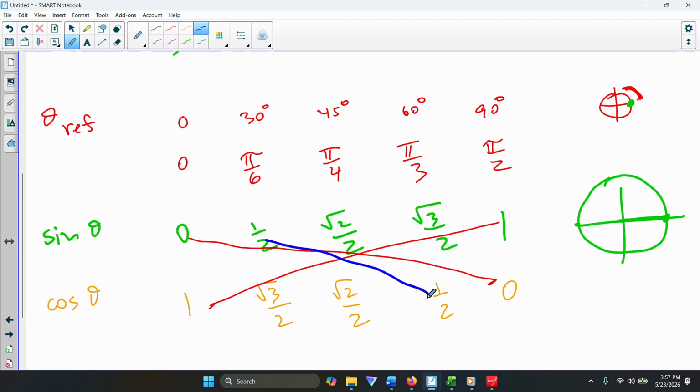This term goes here, this term goes here. The only one that doesn't crisscross, because it does crisscross with itself, is the 45. Because for 45, from right angle trig, the adjacent side and the opposite side are the same. It really is the same value. Sine and cosine for 45 is the same. So I'm going to erase this for clarity.